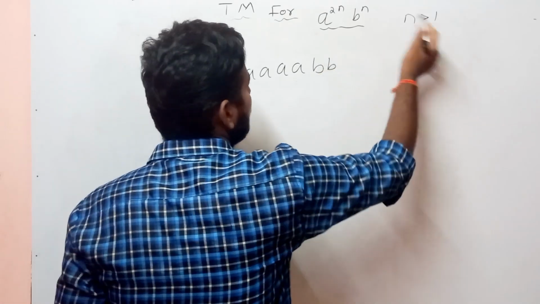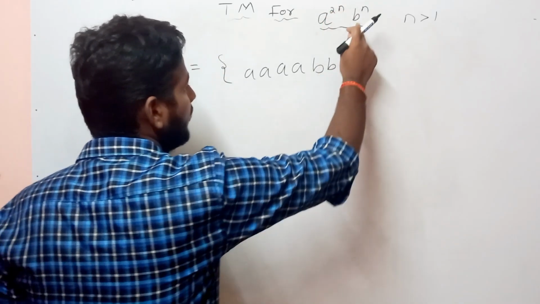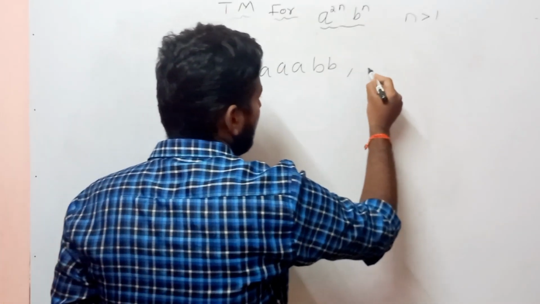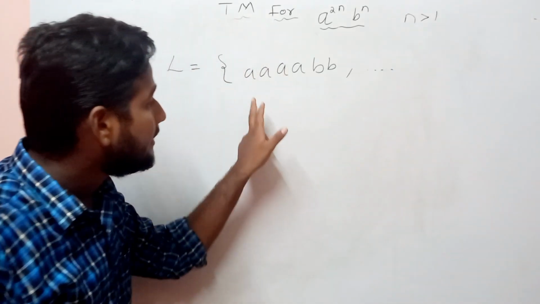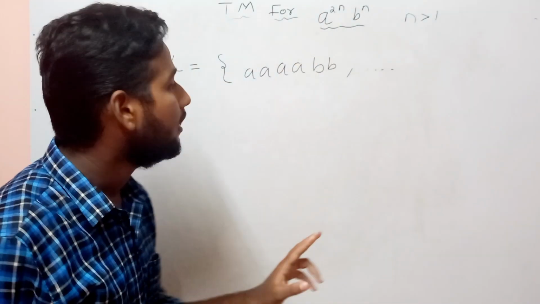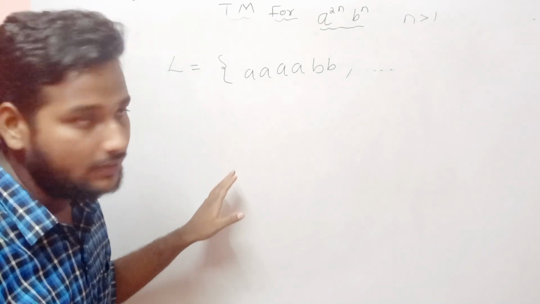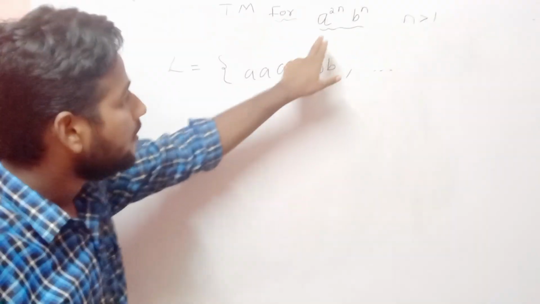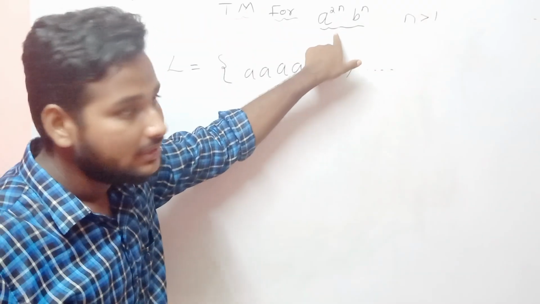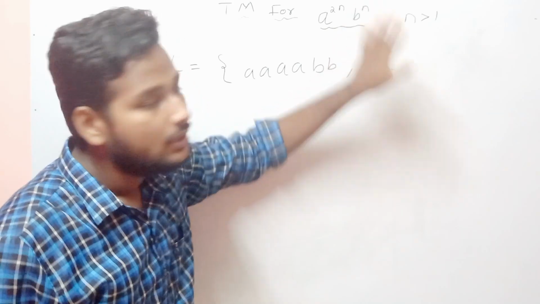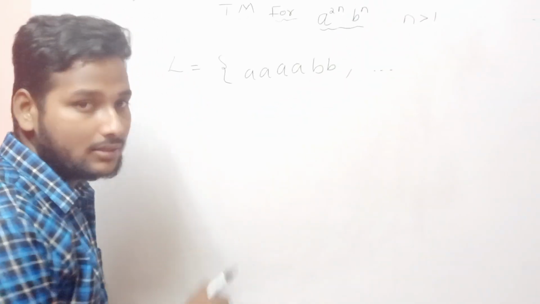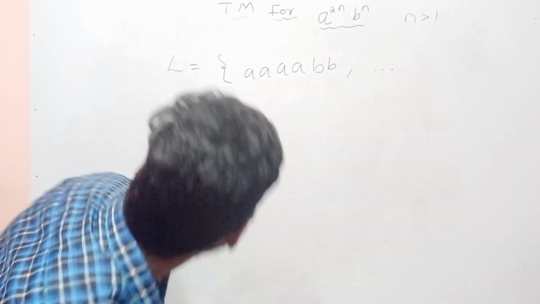AABB, which means if you put n as 2, it is a power 4 and b square. In this way, you get the strings based on the n value. We can construct the Turing machine for the strings which can be accepted in the form of a power 2n and b power n. Let us construct the Turing machine.